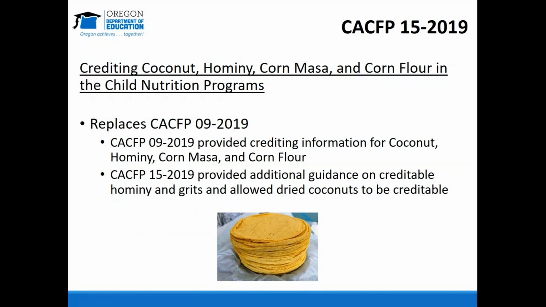And finally, we have our last memo out of the 6 memos that we previously looked at. Memo 15, 2019 replaces Memo 09, 2019. They both have the same title, crediting coconut, hominy, corn masa, and corn flour. Memo 15, 2019 was released by ODE-CNP in September and provided additional guidance on creditable hominy and grits. It also allowed dried coconuts to be creditable, whereas in CACFP 09 2019, it had previously been considered non-creditable.